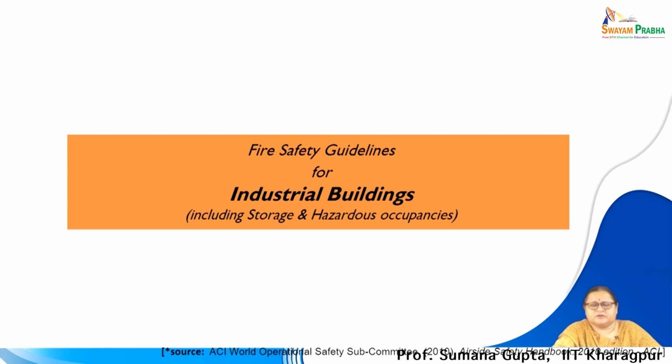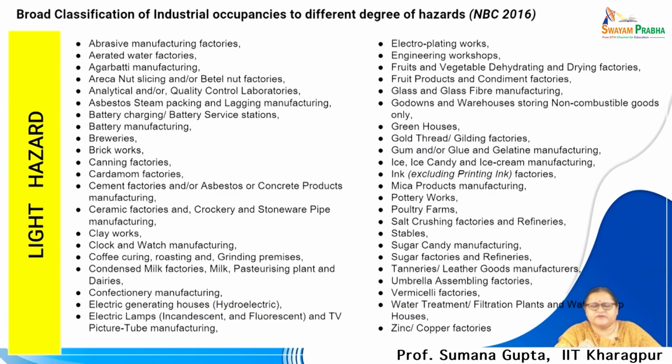airports. We come and we will be very brief on the industrial buildings or the hazardous buildings, which includes the storage buildings as well as the hazardous buildings. As we all know, industrial buildings are for a very different purpose. They might have various flammable items stored, which we call hazardous occupancies, and they can be categorized under three broad heads.